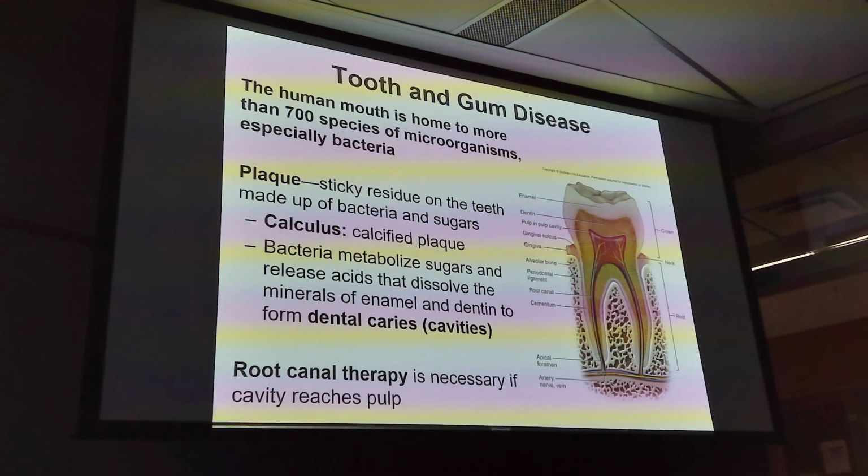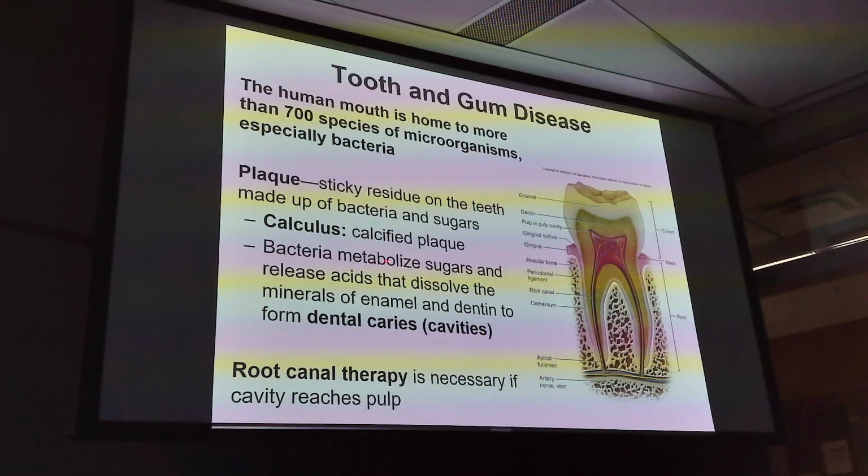In the human mouth, we have lots and lots of microorganisms. The sticky residue on your teeth is called plaque. It's made up of bacteria and sugars. Bacteria metabolize sugars. Now remember, not all bacteria is bad. A lot of it helps us digest stuff, and we'll find this out when we get into the colon. They release acids that dissolve a lot of stuff, and they also release minerals that will eat your enamel and dentin. That's when you start to get cavities, where it eats right through the tooth.